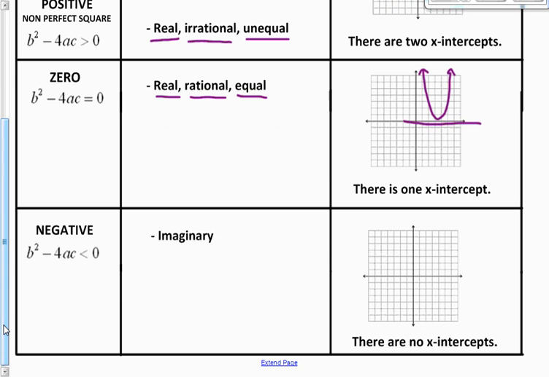If our discriminant is negative, so if b squared minus 4ac comes out to be a negative number, our roots are imaginary, which means that we have no x-intercepts. So your graph might look something like this.